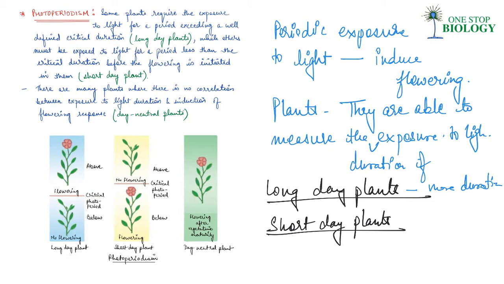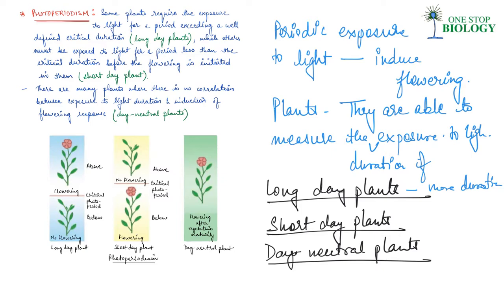However, there are many plants where there is no such correlation between exposure to light duration and induction of flowering response. So basically, these plants are known as day neutral plants, who do not require any such duration of light to induce flowering.